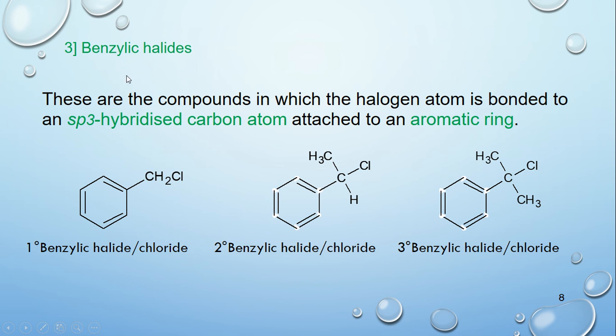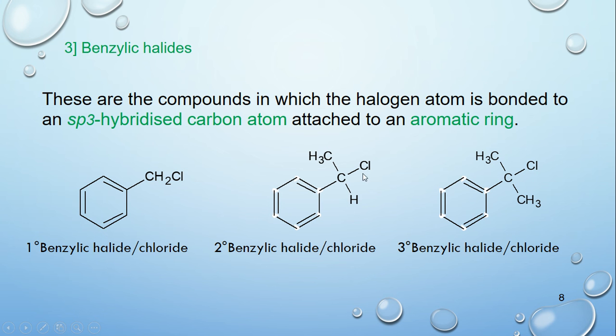Coming to the third one, that is benzylic halides. So benzylic halides are the compounds in which the halogen atom is bonded to sp3 hybridized carbon atom which is attached to an aromatic ring. Come to the first structure. So you have a halogen atom, that is Cl. It is bonded to sp3 hybridized carbon atom, that is CH2, and that carbon atom is bonded to the aromatic ring. The name is primary benzylic halide.